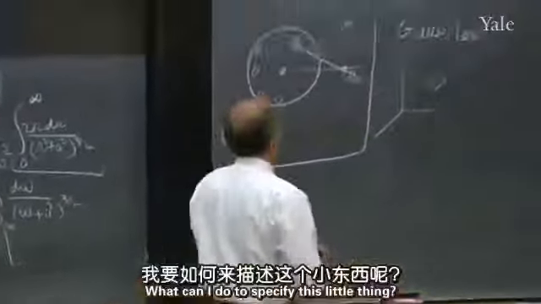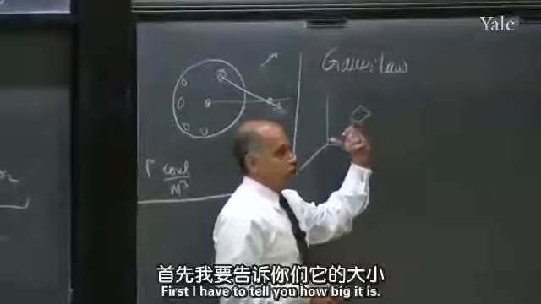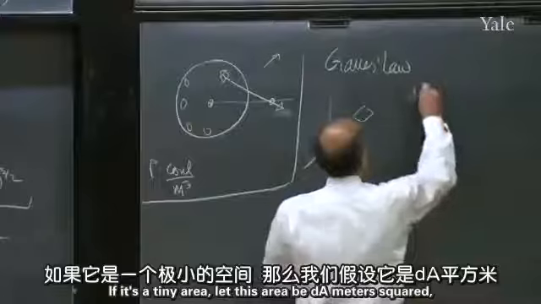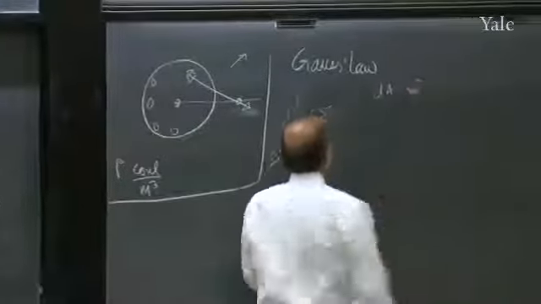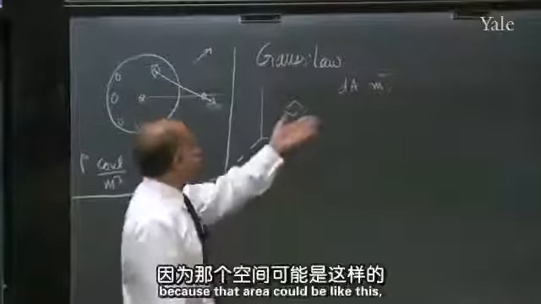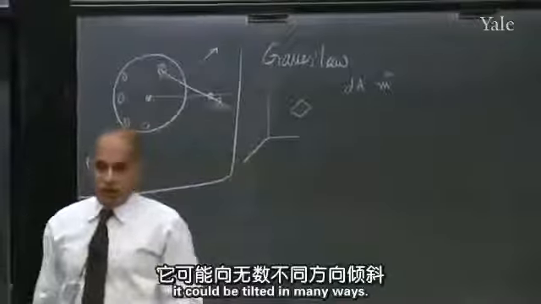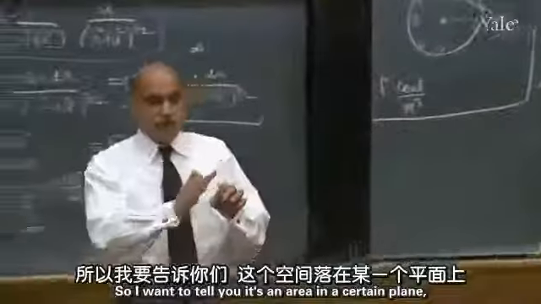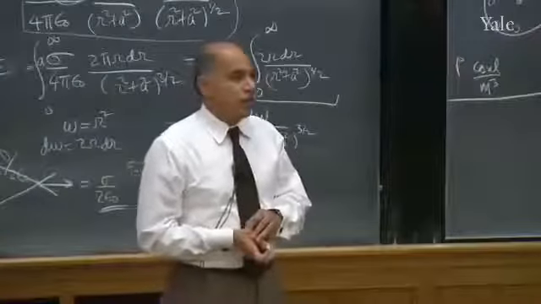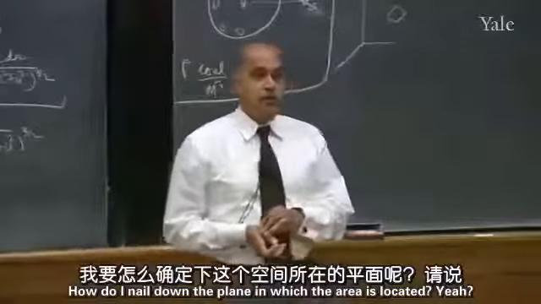What can I do to specify this little thing? First, I have to tell you how big it is. If it's a tiny area, let this area be dA meters squared. But that doesn't tell me about the orientation of this area, right? Because that area could be like this, it could be like this, it could be tilted in many ways. So if I want to tell you it's an area in a certain plane, what should I do? How do I nail down the plane in which the area is located?